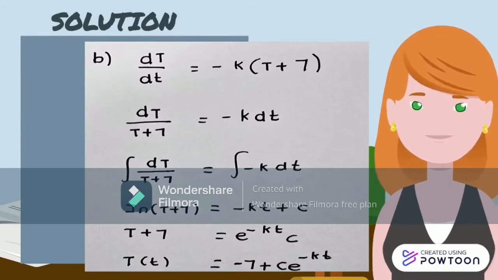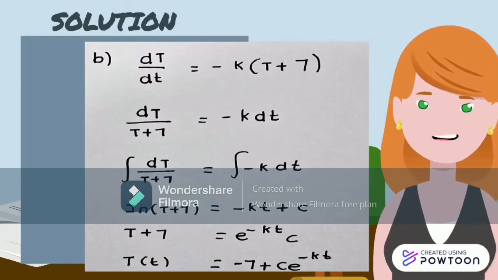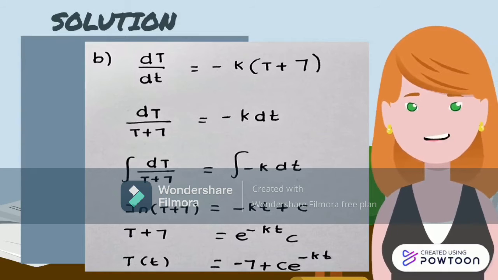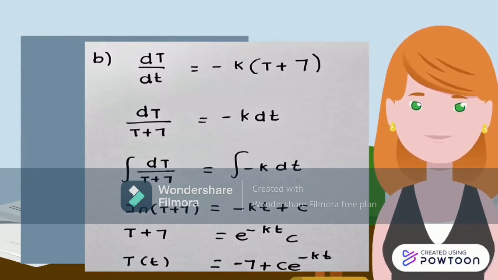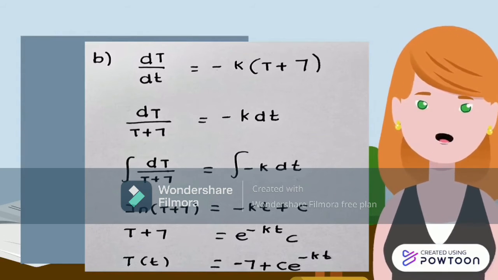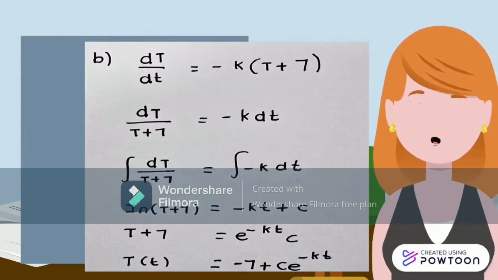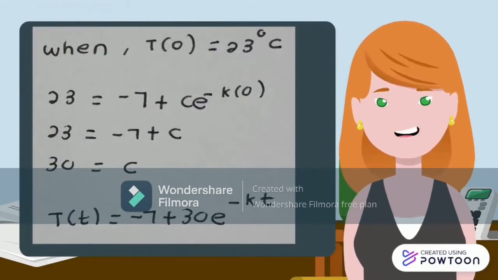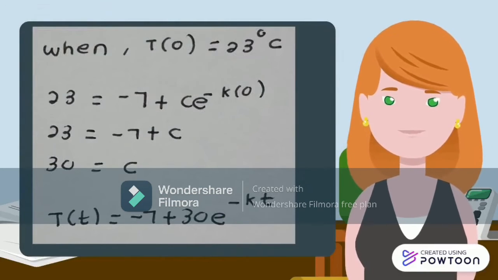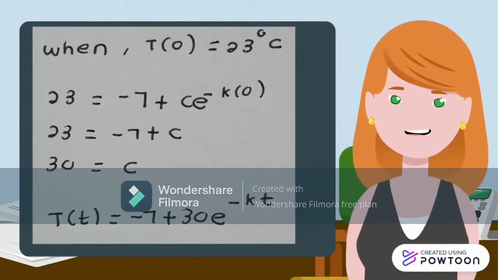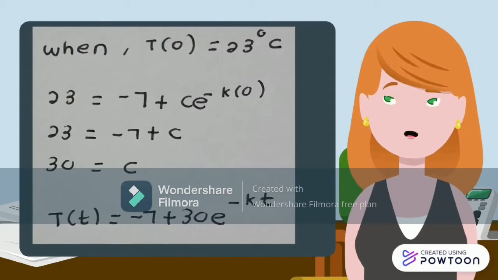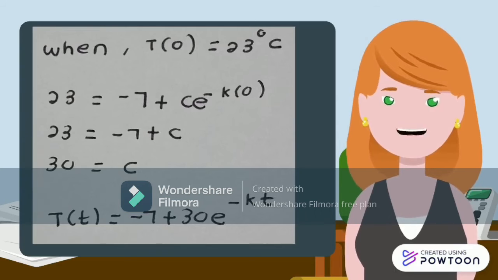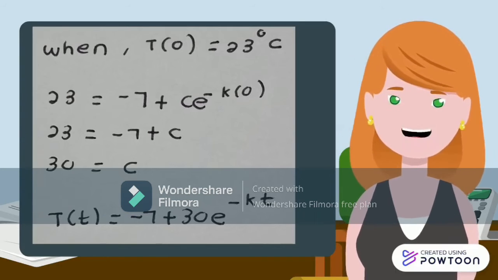After that, we need to transfer ln to the other side. So here we will get an equation which is T of small t equivalent to negative 7 plus c exponential raised to negative kt. Okay, as the next step, we must find out the unknown variables by using the equation that we found just now, which is T(t) equals negative 7 plus c exponential raised to negative kt.